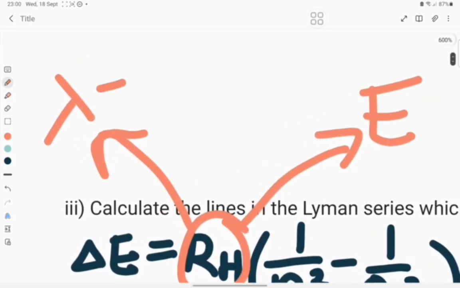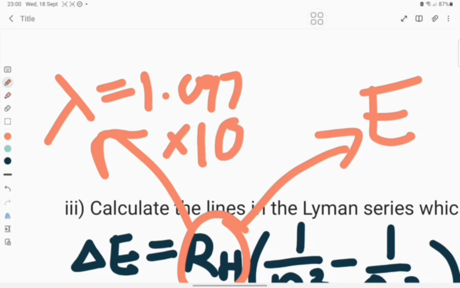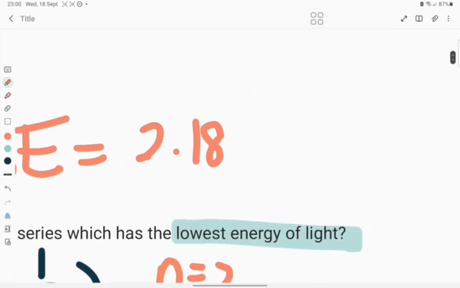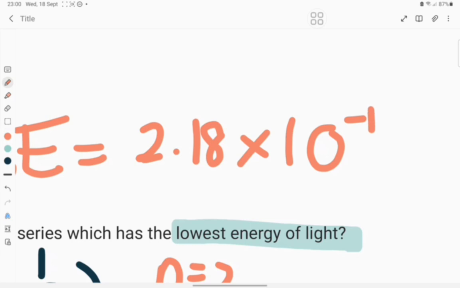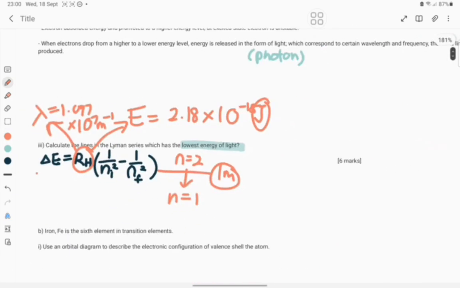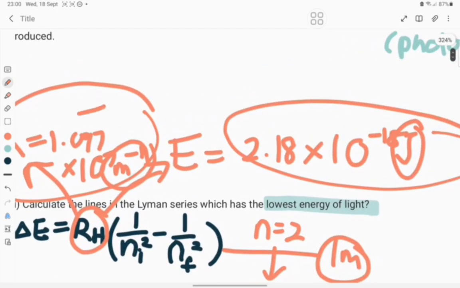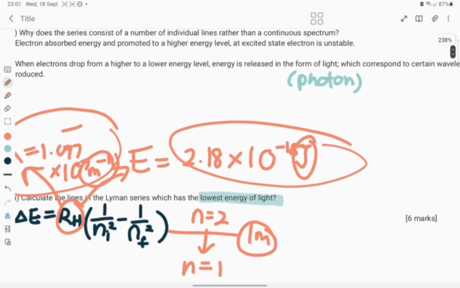Okay, so for calculating the wavelength, it will be 1.097 times 10 to the power of 7, and the unit is m^-1. As for energy, it will be 2.18 times 10 to the power of negative 18 joule. Okay, this is the point: joule and meter. So when you want to calculate the energy, remember to use this value. And if you want to calculate wavelength, please use the other value, because it uses the unit of meter, and this one uses the unit of joule.